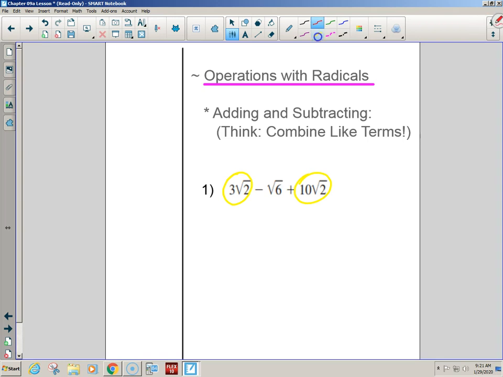If they're like terms, what can I do? Combine them. And what are they going to combine to be? I'm going to have 13 of those root 2's, and then minus root 6. Oh, wow.